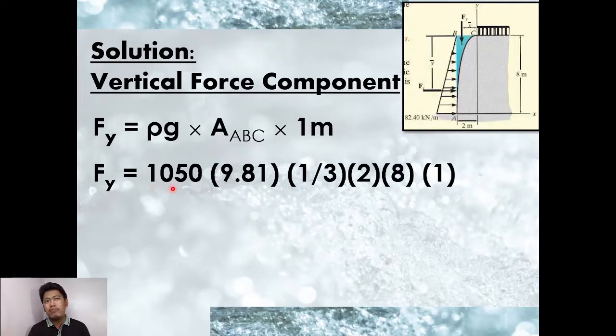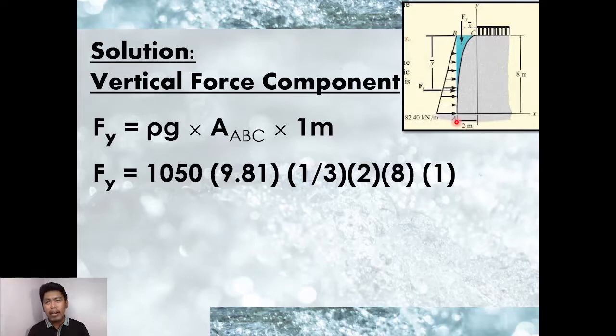Rho g, where rho is 1,050 multiplied by g, 9.81 meters per second squared, multiplied by the area. For this spandrel, as you notice, it is 1/3 multiplied by base times height. This 1/3 comes from the formula for the area of a spandrel, 1 over n plus 1 multiplied by base times height. What is n? n is the degree of our spandrel, or this parabola. For a parabola, n is 2.